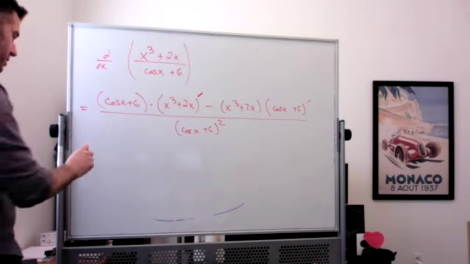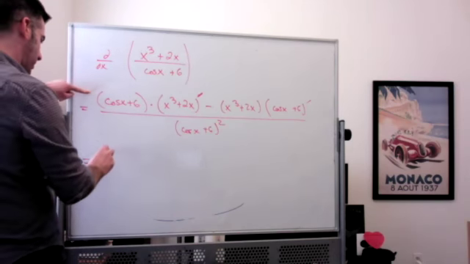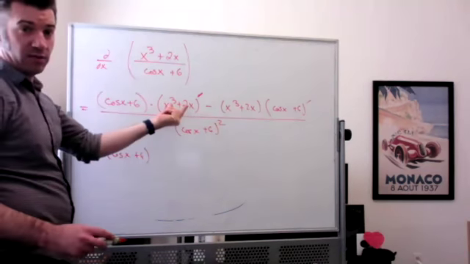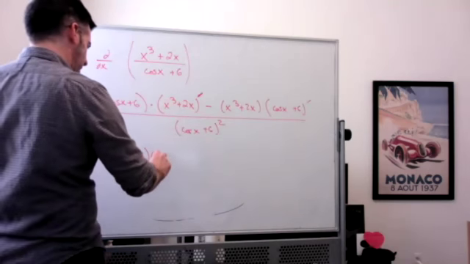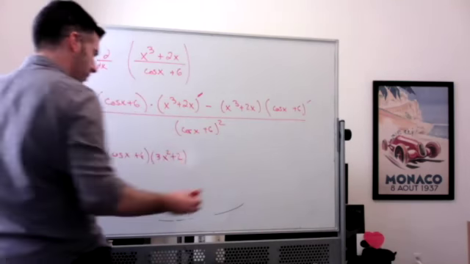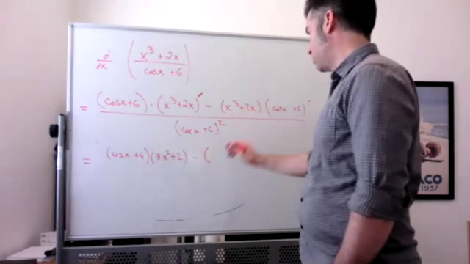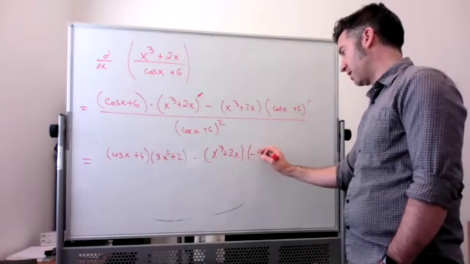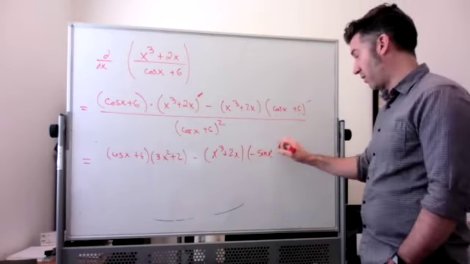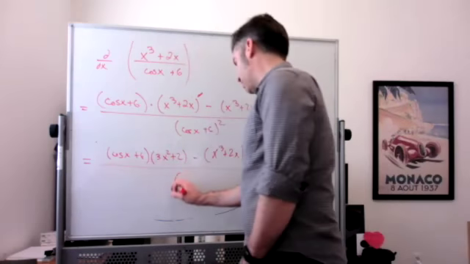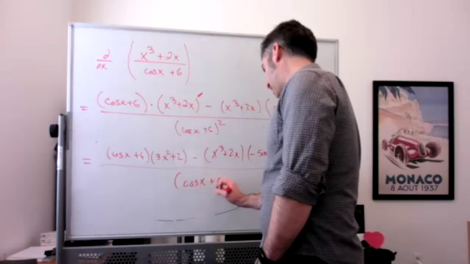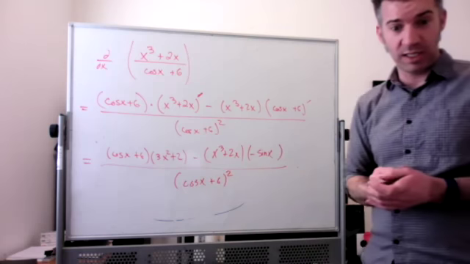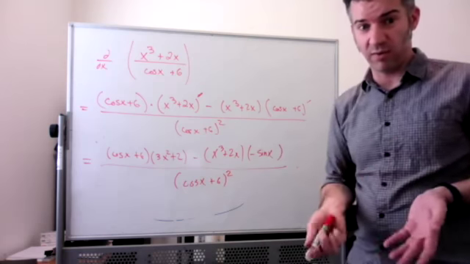So then simplifying, this stays as cosine of x plus 6. You do need these parentheses, right? Because all of this is times whatever is in here. Times the derivative of x cubed plus 2x, which is 3x squared plus 2, minus x cubed plus 2x times the derivative of this. Derivative of cosine x is negative sine of x. Derivative of 6 is 0. I'm not going to write that. All divided by the denominator squared. And this is how I would leave my answer. You do need these parentheses, but you don't want to simplify this further unless specifically asked to.